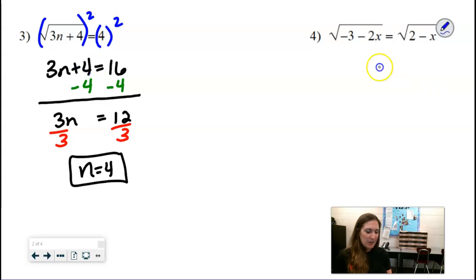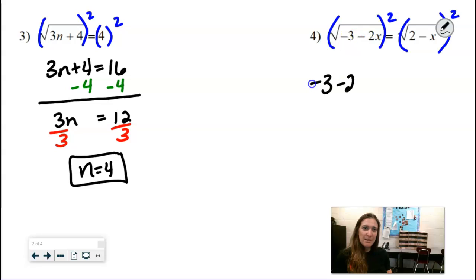Alright, this one looks scary, but look what happens when you decide to square the left side of the equation. That forces you to square the right side of the equation. And then they just kind of cancel each other, right? So the square and the square root, so you end up with negative 3 minus 2x. And then same cancellation over here, you end up with 2 minus x.